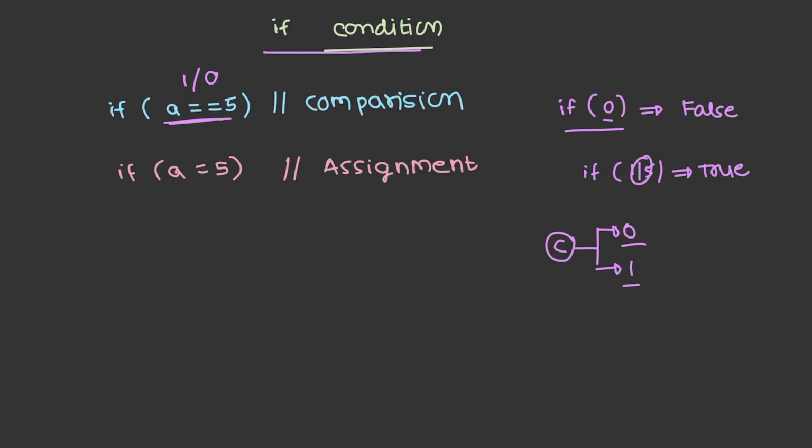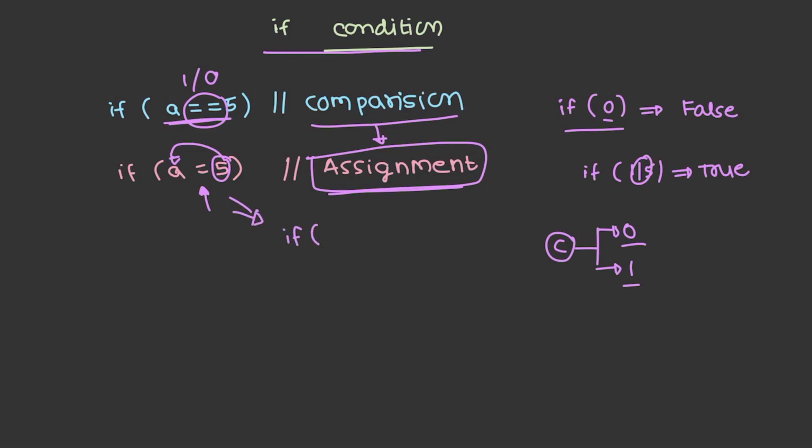Most of us, while writing programs, confuse the comparison and assignment operators. Instead of writing double equals, in most cases we write single equals. This actually turns out to be an assignment instead of a comparison. What actually happens is that the value 5 will be assigned to A and this statement will change to if of 5, which will always be true. Our intention was to execute the statements if the value of A and the value 5 are equal. So, be careful while using comparison in if conditions.